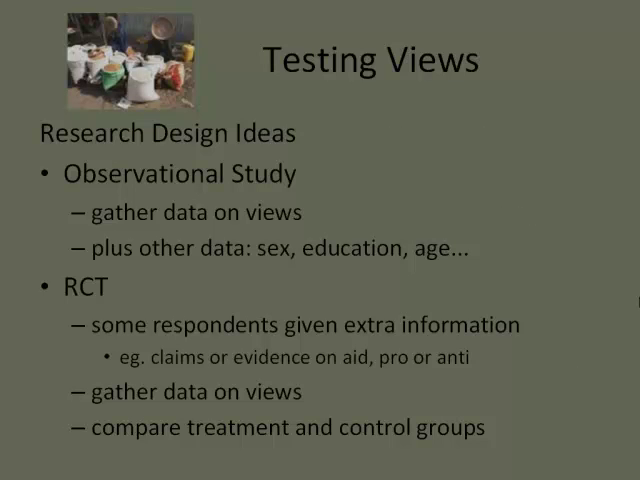Some ideas that people have tried before is an observational study, so a big survey. So gather data on views, what's your views on aid, and gather other data on sex, education, age, see if there's any link between people's sex, their education, their age, their background, and their views on aid. Or you could try and do an active intervention and experiments, so give people a simple questionnaire on their views on aid, but randomly in one group give them some extra information, either pro or against different groups, and see does that have an effect on what they say about aid.